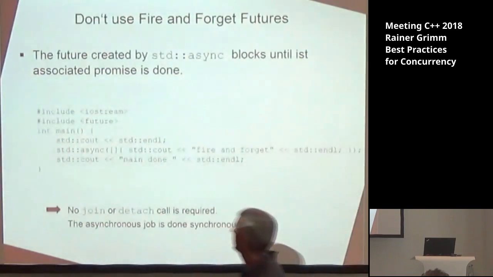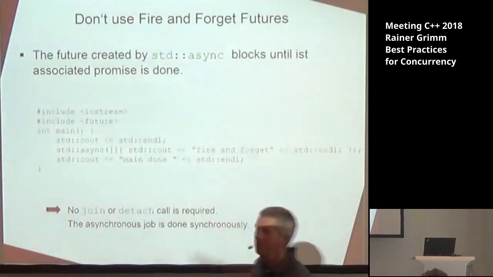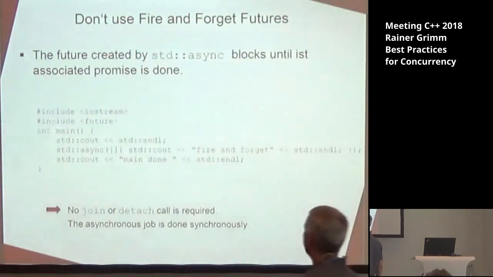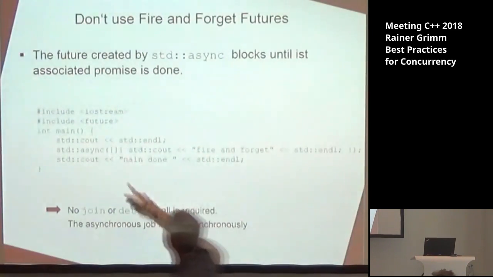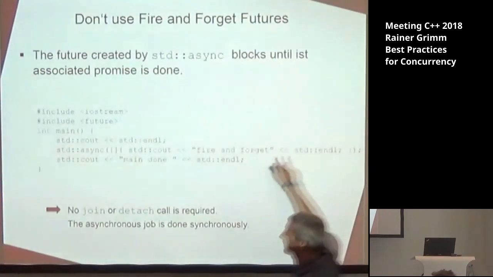You can look at it from the positive perspective. You don't have to call join or attach, because it will automatically be joined, so you're fine. But you can also look at it from a different perspective. This call will block until the promise here is done.